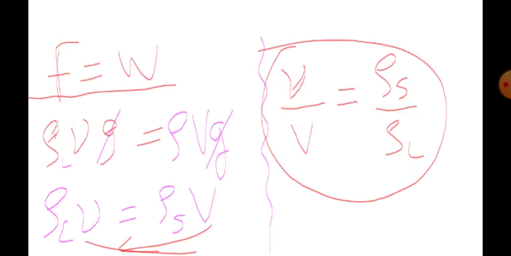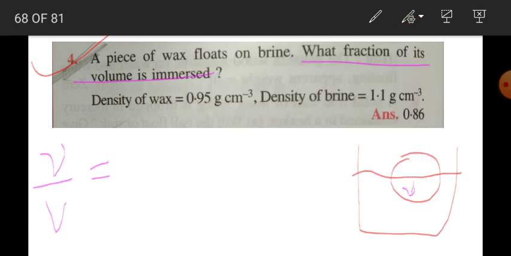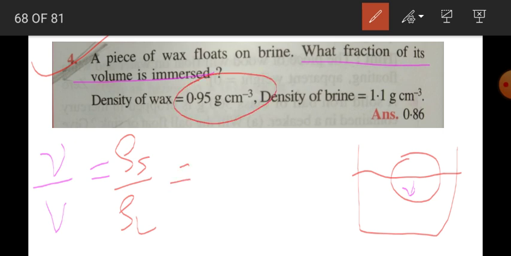What is the formula? Small v, the immersed part in the liquid, over capital V, the total volume, is equal to the density of the solid divided by the density of the liquid. Let me write it here. Density of the solid divided by density of the liquid. See, density of the solid means wax, which is given here as 0.95, and the density of the brine, the liquid, is also given here.